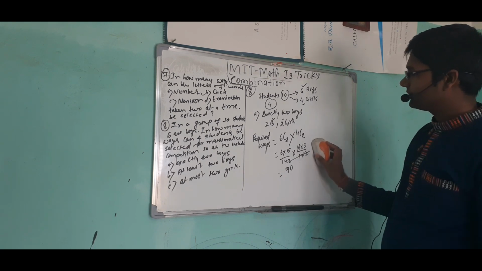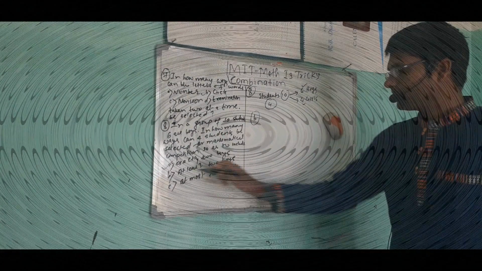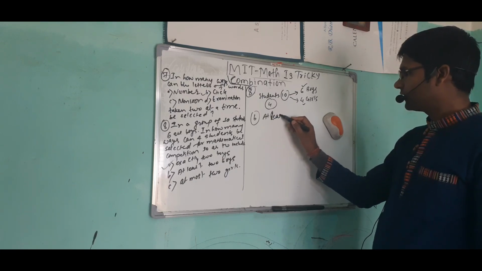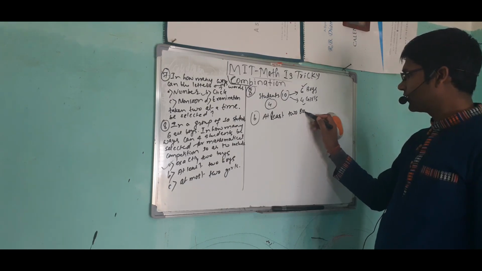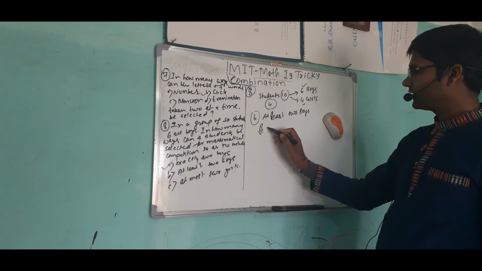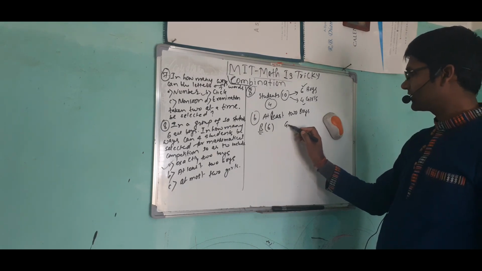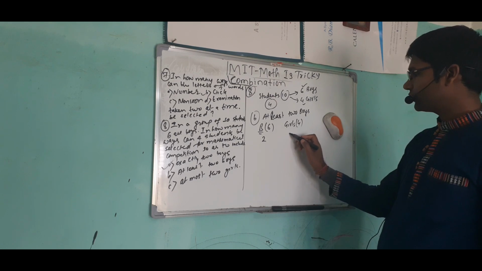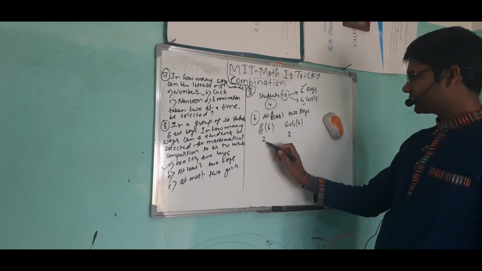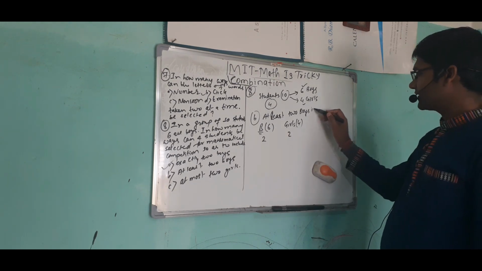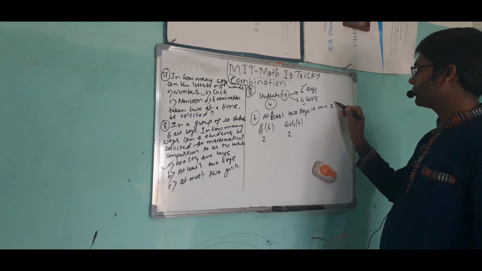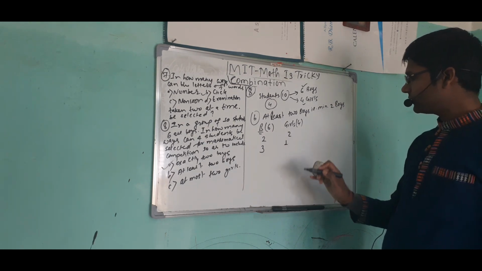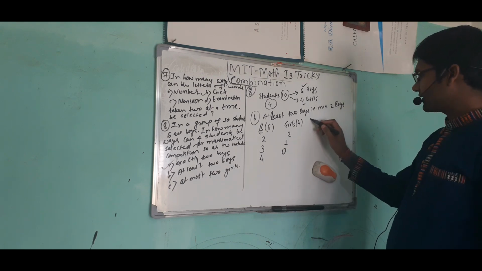Next, question number B. At least 2 boys. You see here, total number of boys is 6, girls is 4. So we have to select at least 2 boys, so let's see here: 2 boys, 2 girls. At least means, remember, minimum 2. 2 boys should be selected. So at least 2 means we can select 3, then 1 girl should be there. If 4, then 0 girls should be there. So how many ways will be there then?